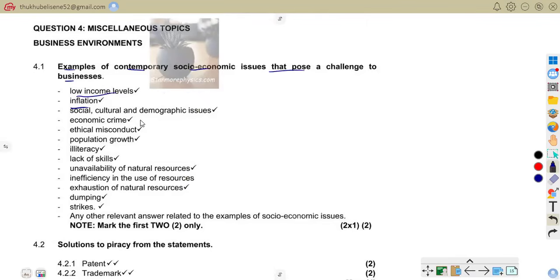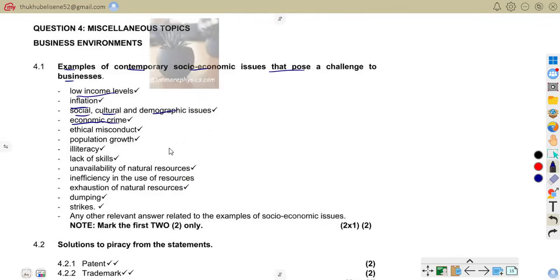Inflation is the continuous increase in the price of goods and services over time. For example, if the price of fuel increases, the transport cost of business also increases, which raises product prices. Also, we have social, cultural, and demographic issues. This refers to changes in society, population size, age groups, cultures, and lifestyle that affect business.